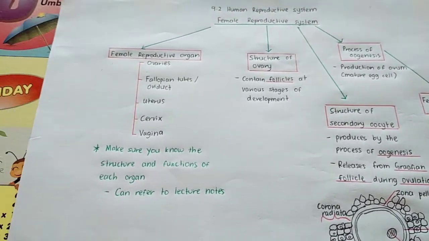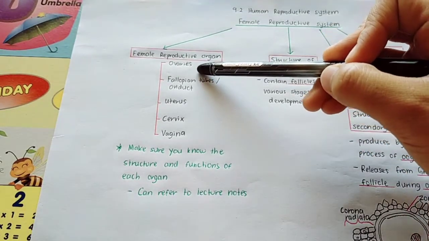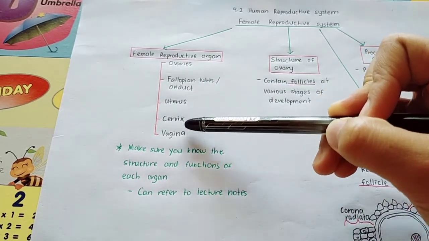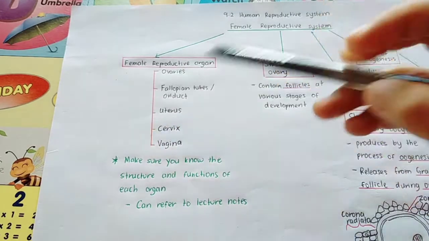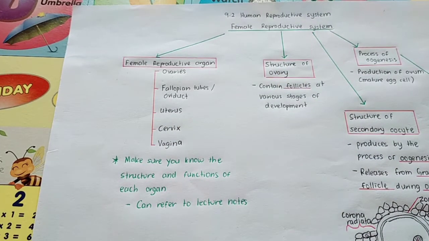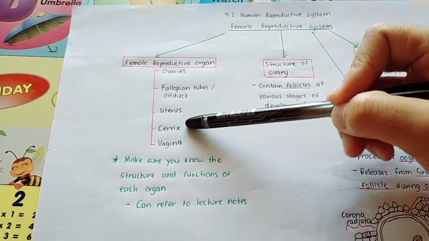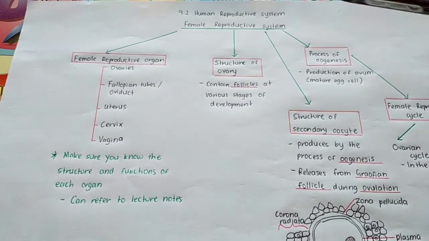So if we go through one by one, for female reproductive organ that you have to know is ovary, fallopian tube or oviduct, uterus, cervix and vagina. Actually dalam awak punya note, semua ni ada di dalam awak punya nota dan juga berserta dengan dia punya function. So make sure awak semua mesti kena tahulah the structure and also function of each organ. Nanti boleh refer kepada notes masing-masing. Then we look at the structure of ovary.